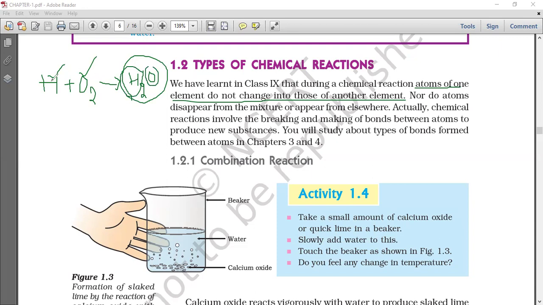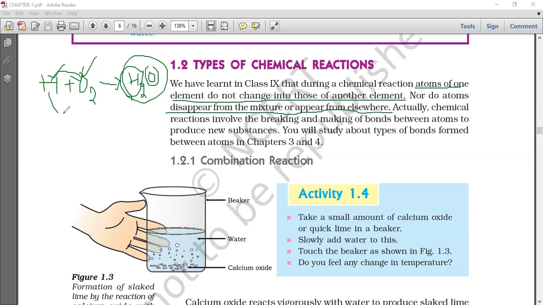It says that this hydrogen will not change into oxygen. It means hydrogen will not disappear and oxygen will not disappear. They will be present in the final compound also, in the final result also. But we get a new substance. That is what it says: nor do atoms disappear from the mixture or appear from elsewhere.